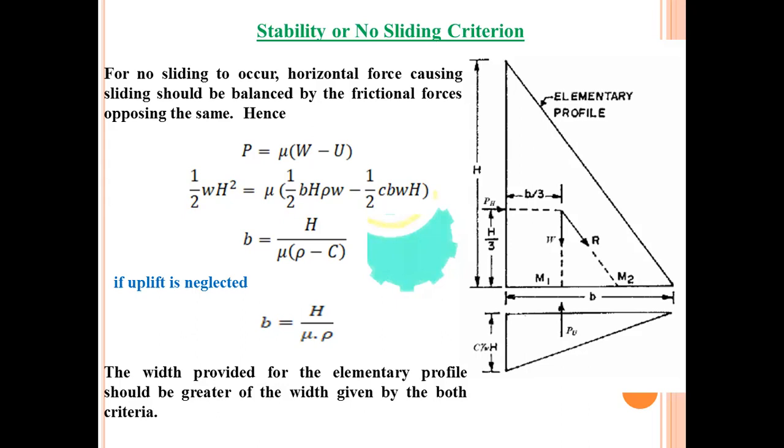The width provided for the elementary profile should be greater of the width given by the both criteria. So in design, we must take care that the width provided for the elementary profile should be greater than the width given by both criteria. That means in elementary profile, in no tensile condition, say it is 10 meters. In sliding condition, say it is 9 meters. So automatically we should provide greater than the 10 meters length in design.